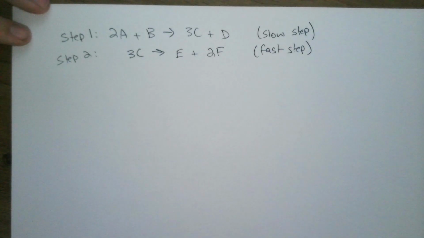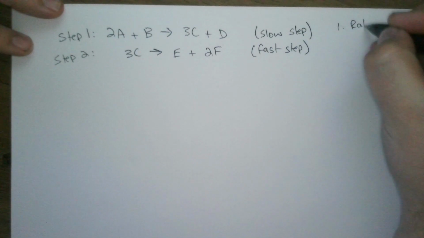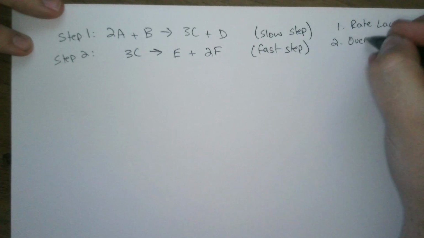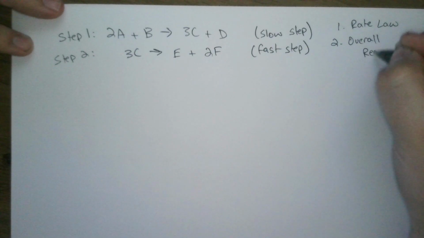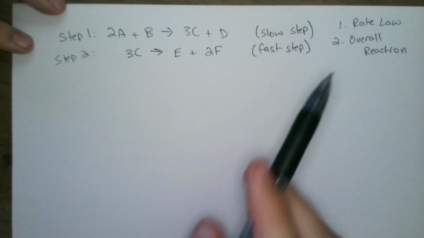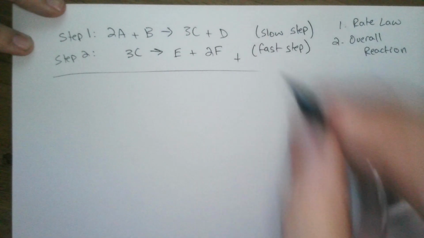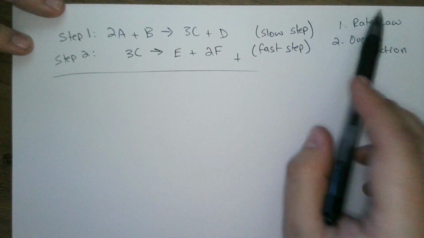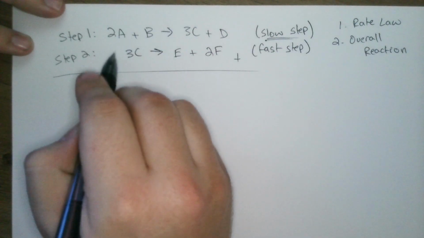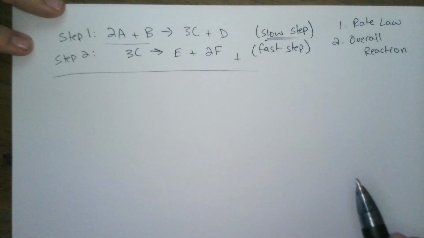All right. Couple of things the problem wants us to do. It wants us to write the rate law, and it wants us to write the overall reaction. For the rate law, it's very tempting to write the overall reaction by adding all of this together and then writing the rate law. To write the rate law, all you need to do is find the slow step. Use its reactants in just the slow step to write the rate law.